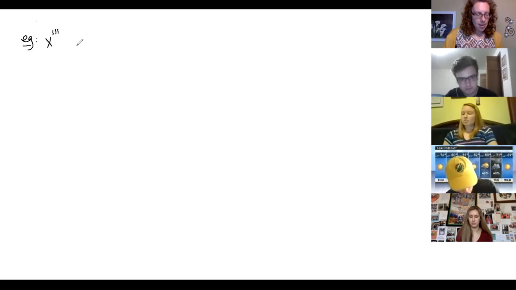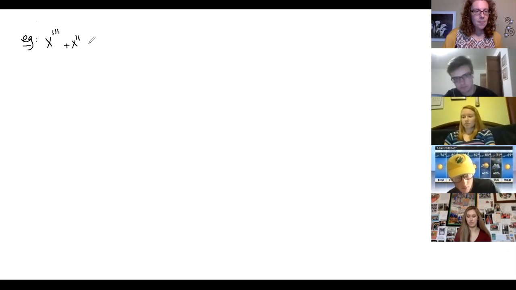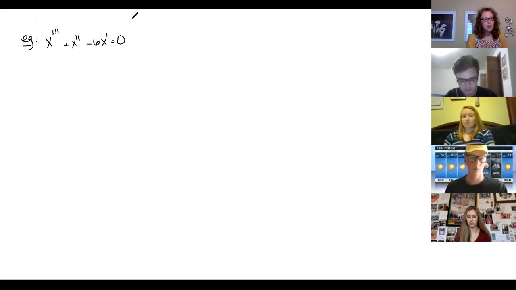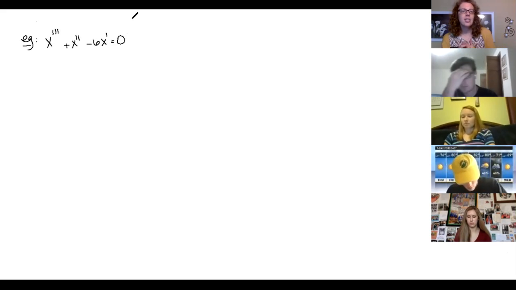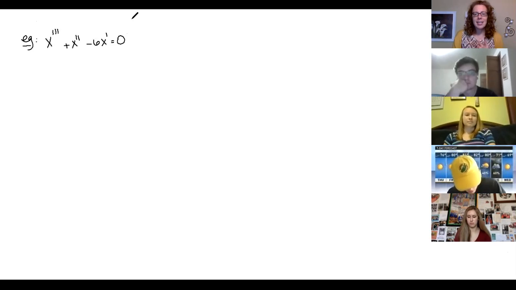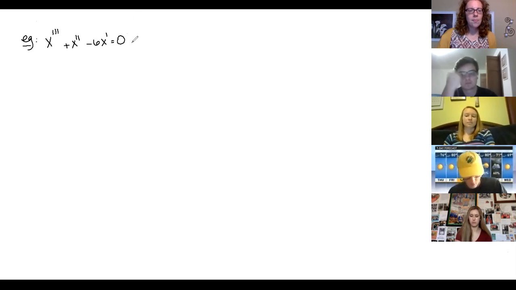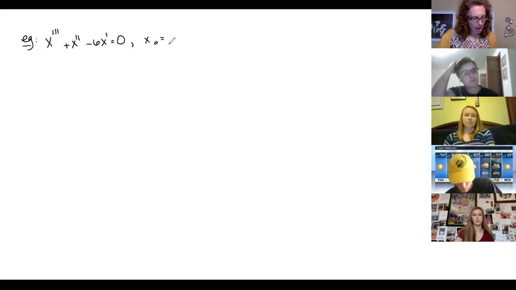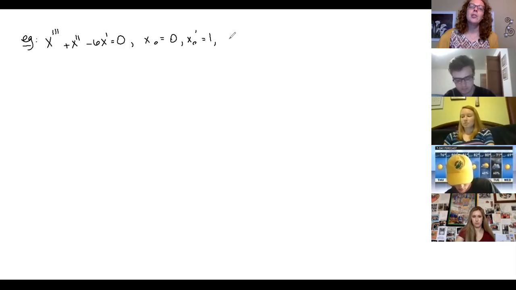X triple prime plus x double prime minus 6x prime equals 0. I'll give you initial conditions in just a second. X triple prime plus x double prime minus 6x prime equals 0. x(0) is 0, x prime of 0 is 1, and x double prime of 0 is also equal to 1.